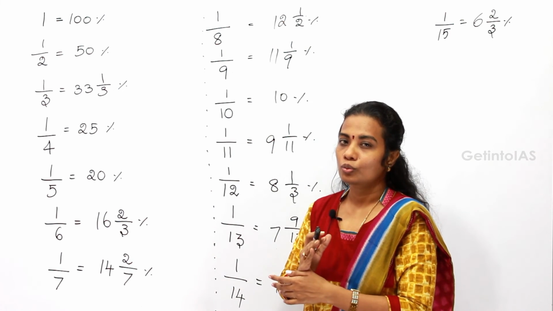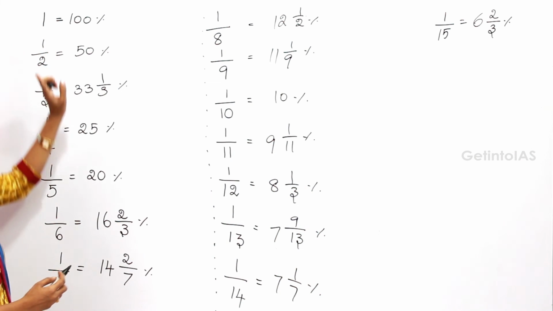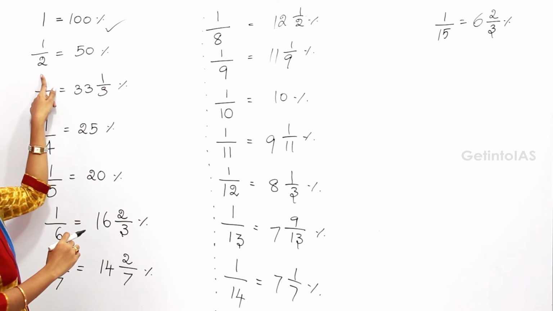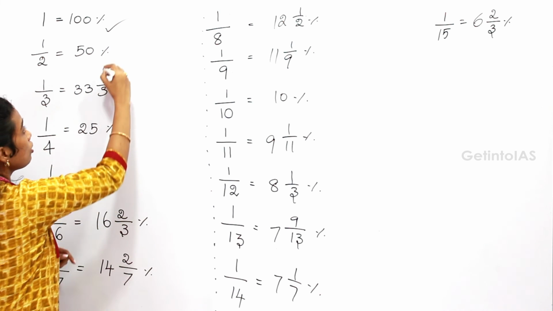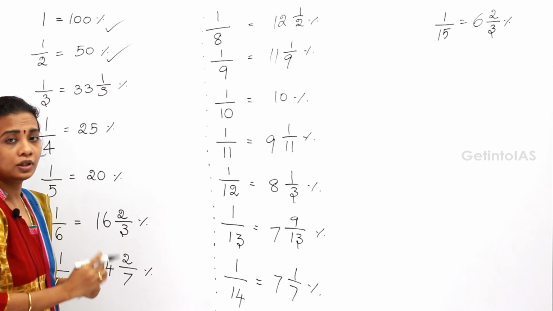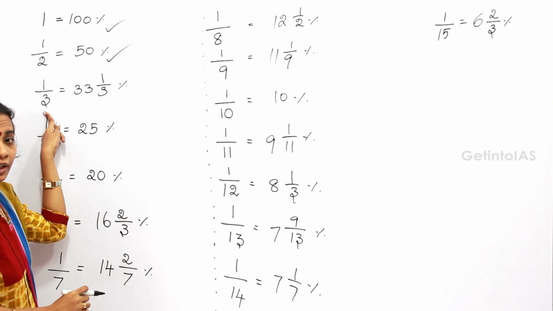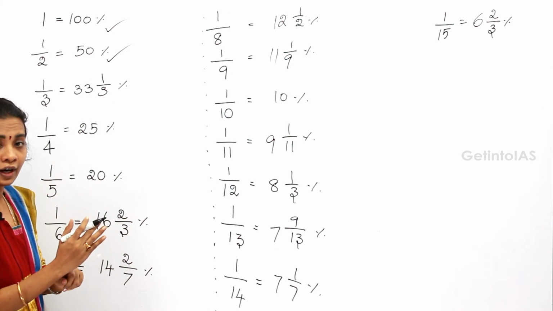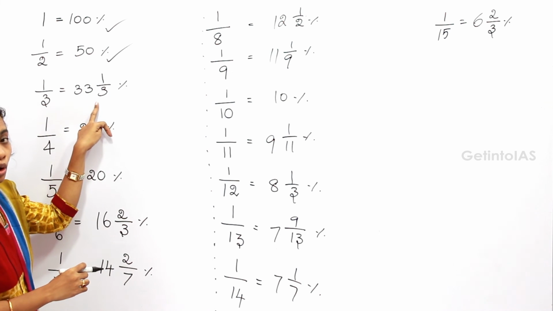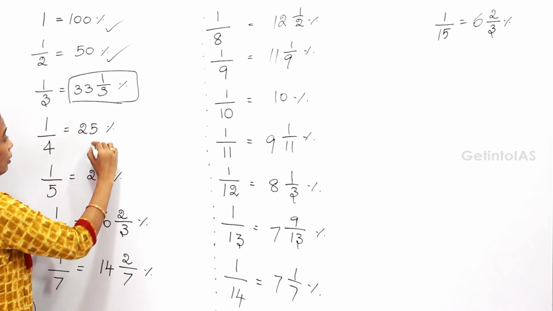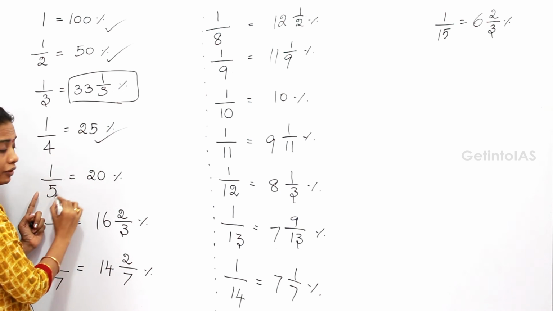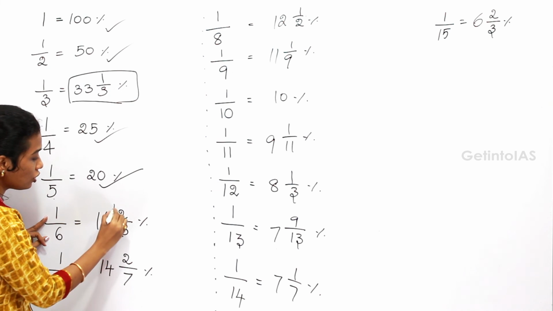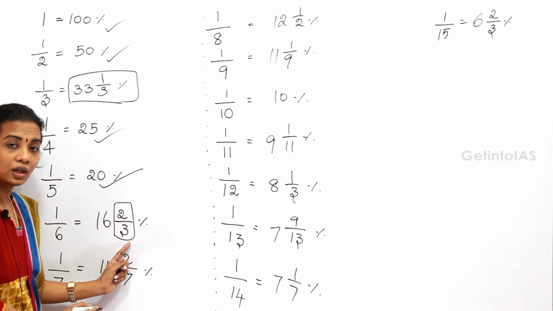Let's see how. First one, 1 is equal to 100%, which is an integer. It's okay. 1 by 2 is 50%. That is also in terms of integer percent. Okay. What about 1 by 3? 33 1 by 3. This is in terms of mixed fraction. We need to focus over here. Fourth one, 1 by 4, 25%. Okay. 1 by 5, 20%. Okay. What about 1 by 6? Here 16 2 by 3. Here 2 by 3 is given.